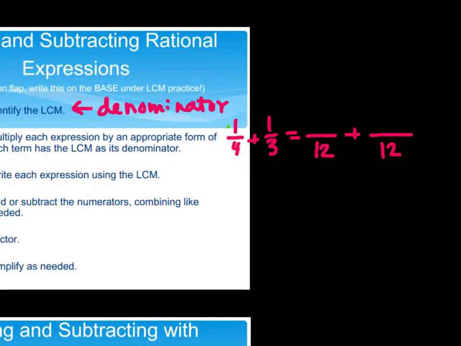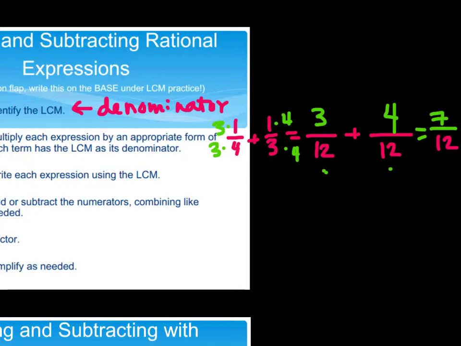So we're going to multiply the top by 3 and the bottom by 3. That way the bottom becomes 12 and the top will become 3. As well, we're going to do the same thing with the 1/3. We're going to multiply the bottom by 4 and the top by 4. That is our appropriate form of 1 to get an equivalent denominator. Then after that, we can simply add it, and we get 7/12.